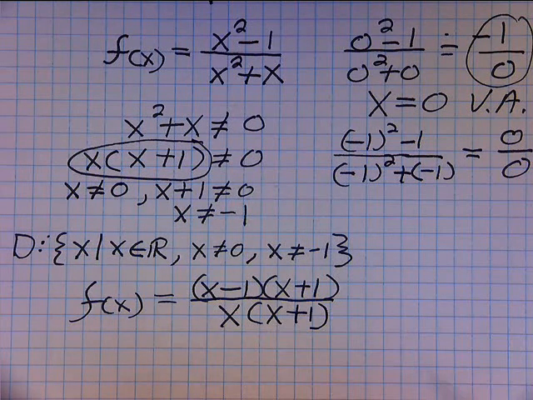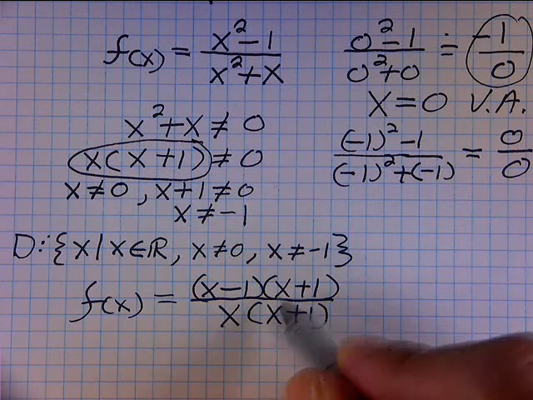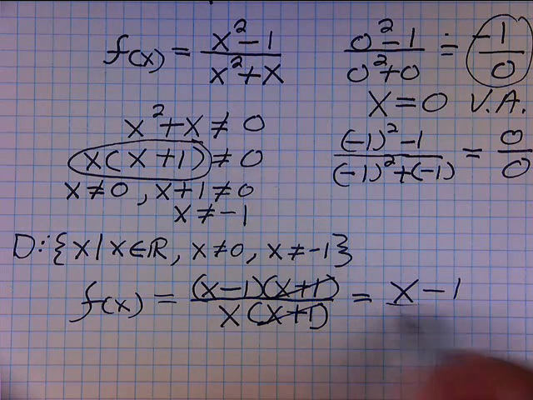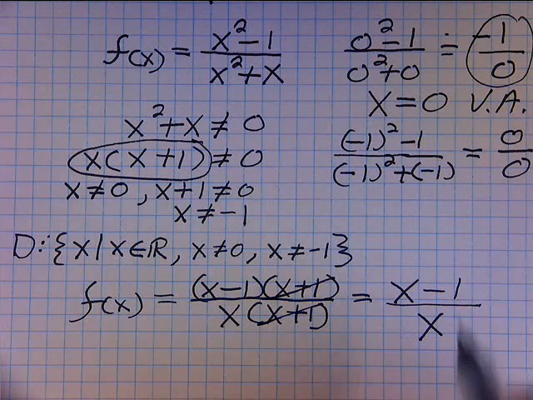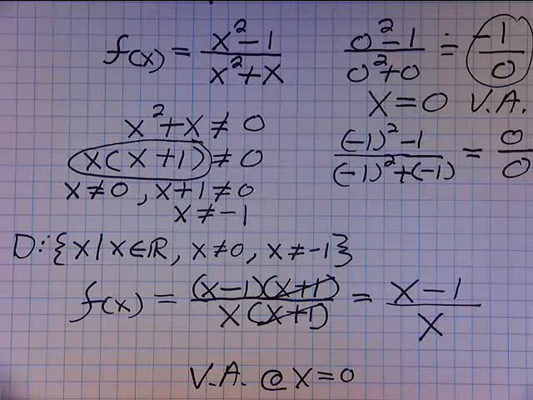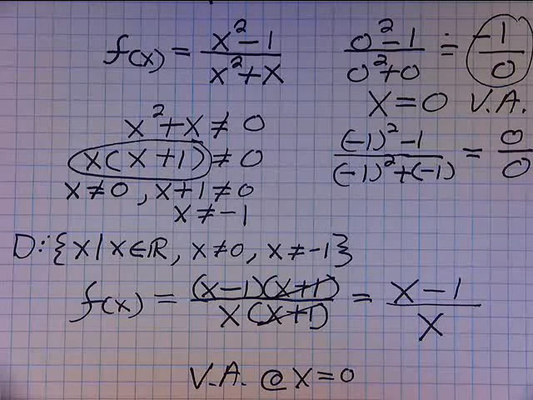If I write that as my denominator, this fraction reduces, giving me f of x graphs the same as x minus 1 over x. Few things to note. That tells me my only vertical asymptote is at x equals 0. However, x equals -1 is still not in the domain of the original function.